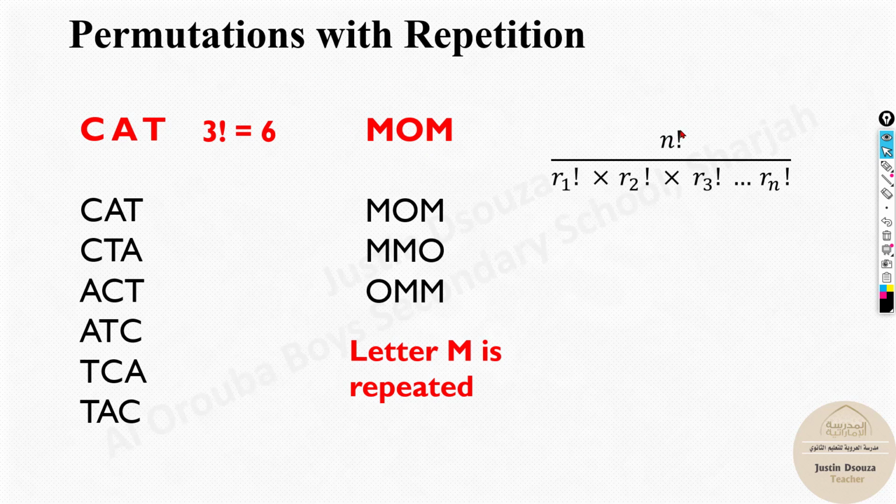How do we know? The formula is very simple. The total number, that is n factorial, is what we use for general problems if there is no repetition. But if something is repeated, divide by the factorial of the number of times it is repeated. What is it over here? M is repeated how many times? It's 3 factorial by 2 factorial, that is 3. That's the answer. For any other word, count the number of repeated letters and then solve it.